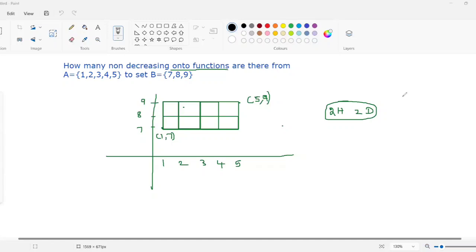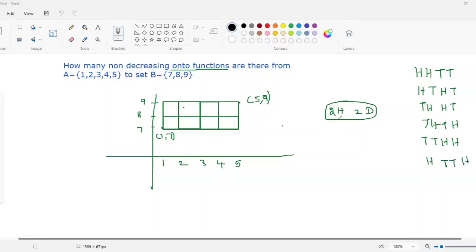Now this looks like a probability question. In how many ways can I arrange two heads and two tails? You would have done this in 9th or 10th standard. The answer is 6 ways: head, head, tail, tail; head, tail, head, tail; head, tail, tail, head; and so on. This is how you write all the 6 ways.